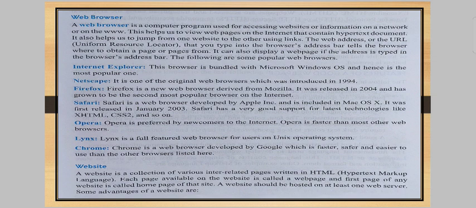The following are some examples of popular web browsers. First is Internet Explorer. We all know that Internet Explorer is the inbuilt web browser of Microsoft OS. Okay, the web browser is bundled with Microsoft Windows OS and hence is the most popular one. Next is Netscape. Netscape is one of the original web browsers which was introduced in 1994. Next is Firefox. Firefox is a new web browser derived from Mozilla. It was released in 2004 and has grown to be the second most popular web browser in the world.